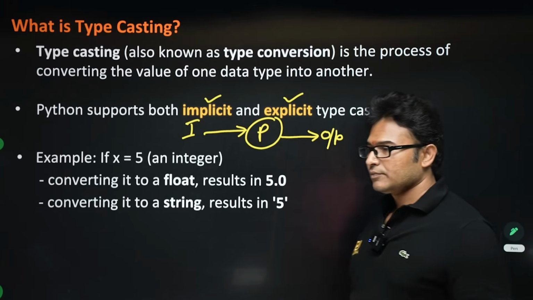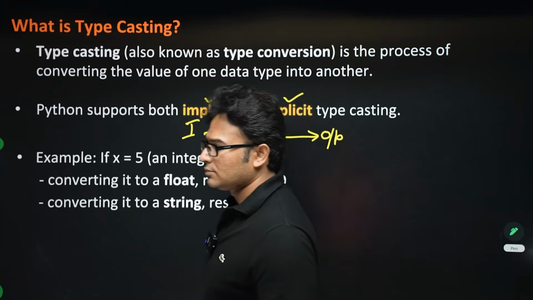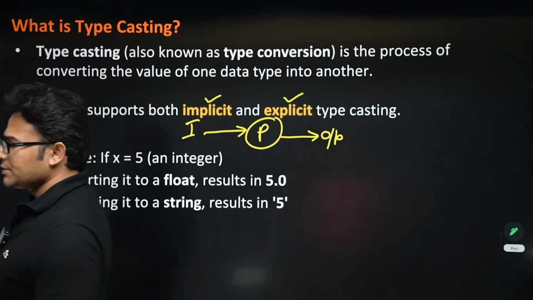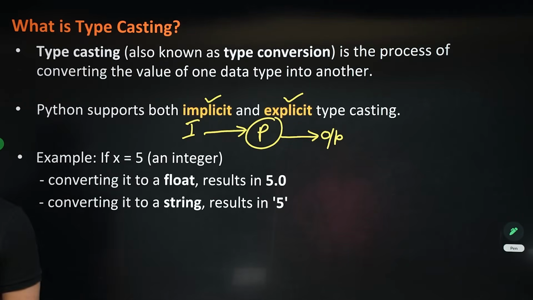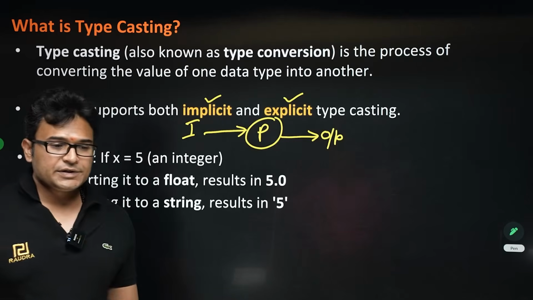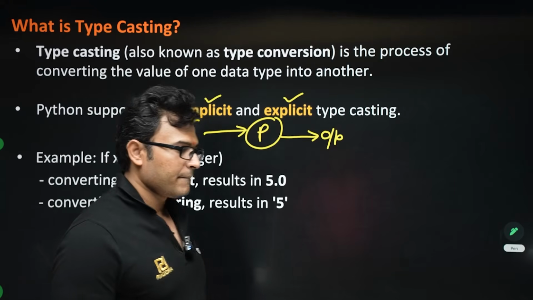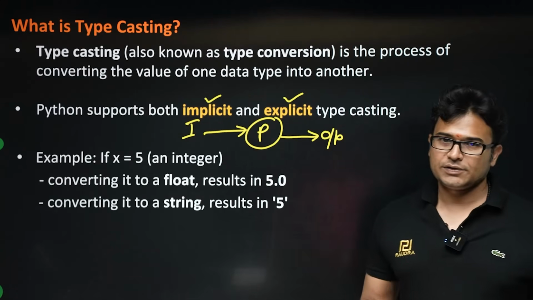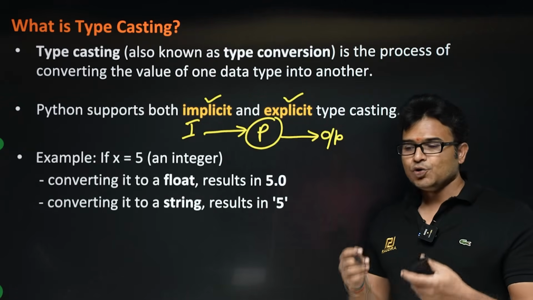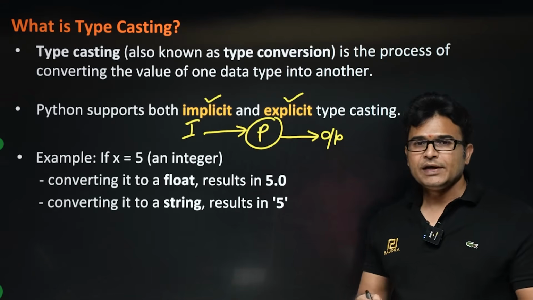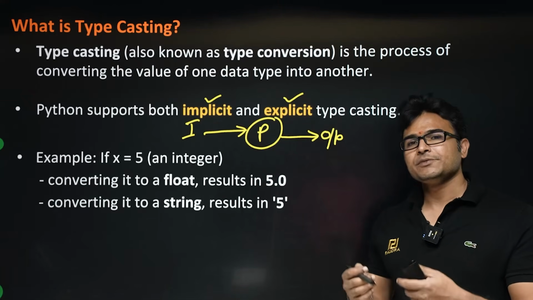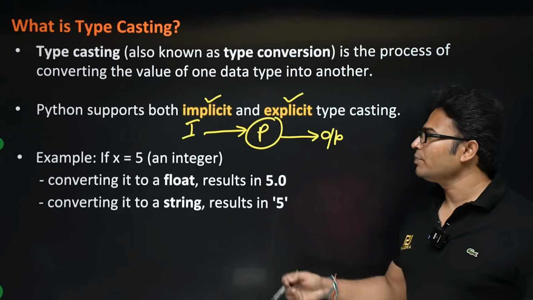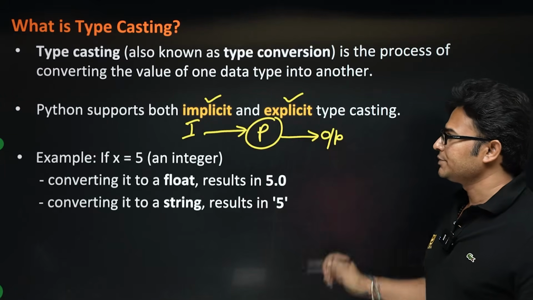Implicit means on its own. Explicit means you have to do it separately. That is the meaning of it. Implicit means you don't have to do it specifically. It will be done for you. Explicit means you have to do it. Okay. So Python has both implicit and explicit.